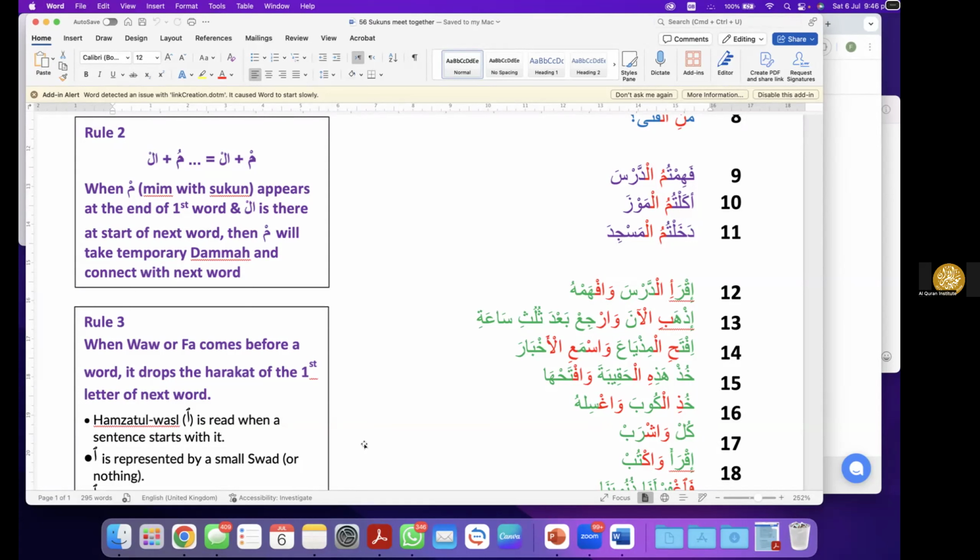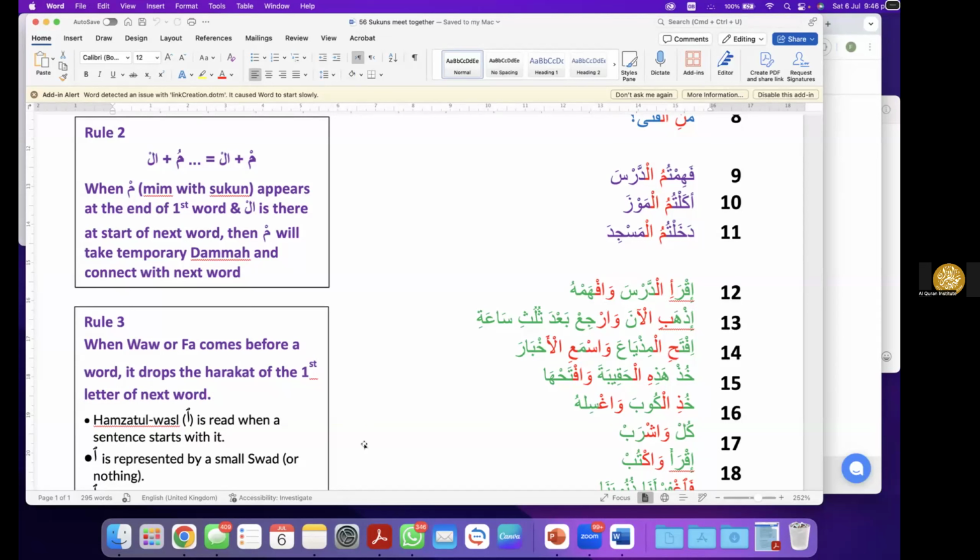Akaltumul, can you see? Akaltumul mauza. Dakhaltumul masjida. Dakhaltumul. So mim coming before al will take dhamma. Rule: it is for temporary connection, for the easiness of pronunciation.